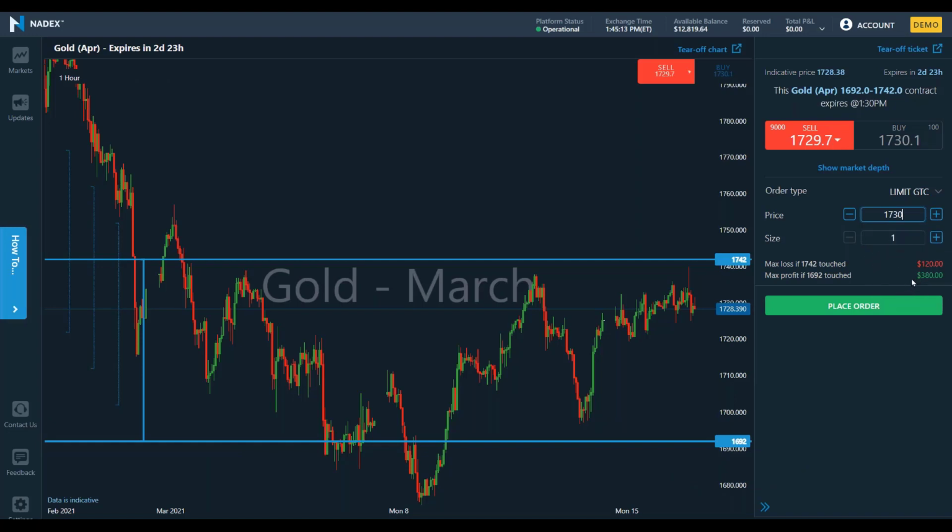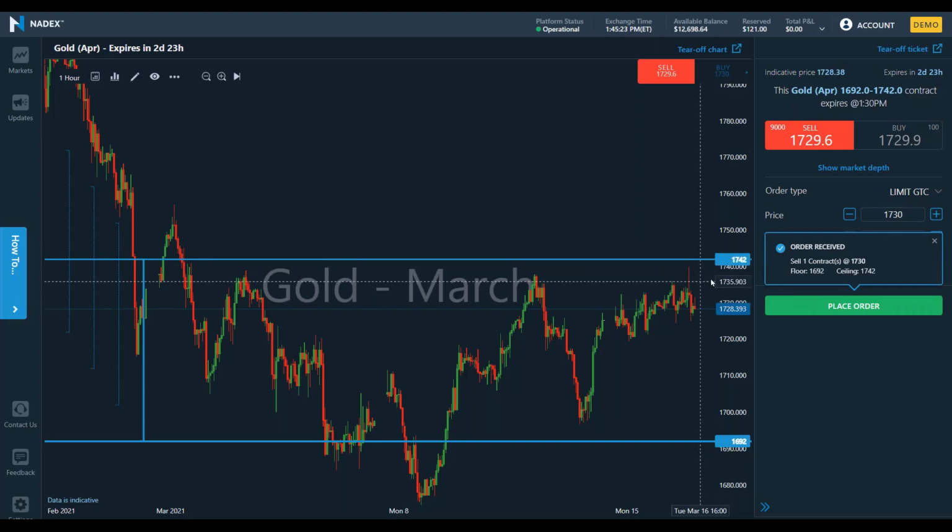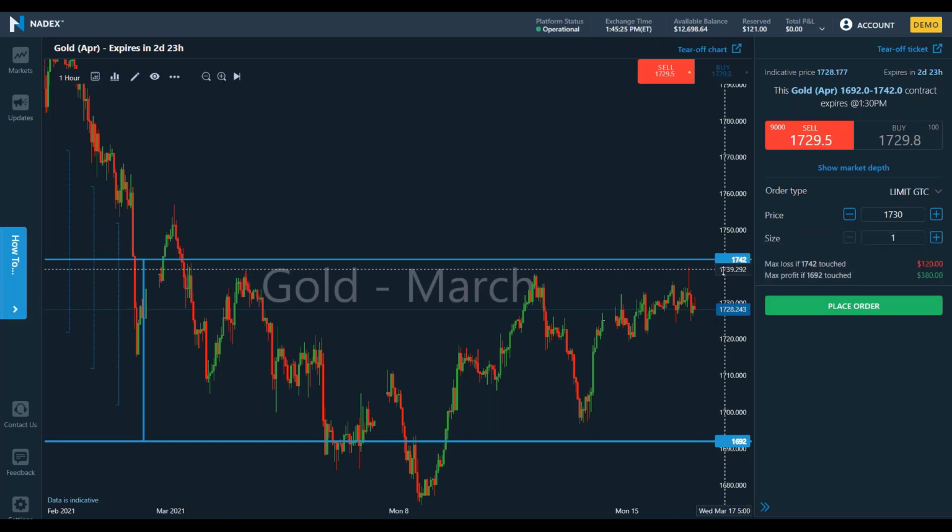Remember, if I sold one here, let's just place an order for 1730. Now it's ticking a little bit lower. Again, if I sold it and it were to start going higher, I could always choose to buy it back before 1742 and just take a partial loss. If I sold it and it were to go lower, I could always buy it down here and take a partial profit. I don't have to wait for it to get down to 1692 for me to get knocked out of my trade.